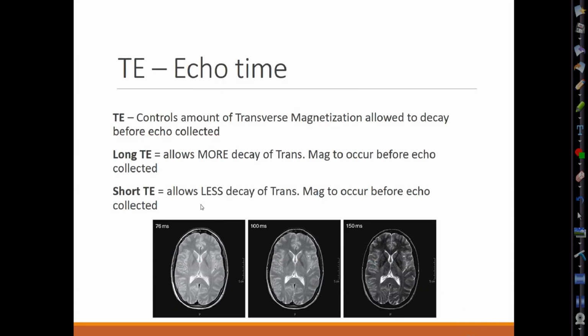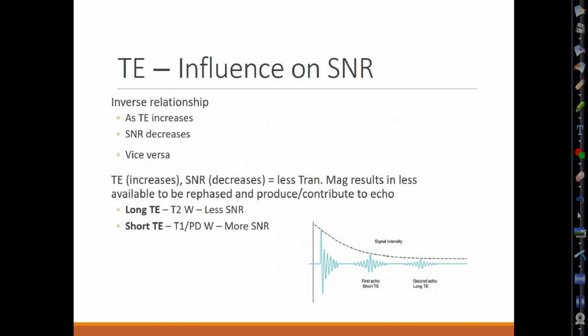So, as we think about it, if we have a longer TE, more transverse magnetization is allowed to decay, so we're going to have less signal when we're recording that signal. But if our TE is short, transverse magnetization, which is where our signal's at. Remember, transverse plane, we're collecting signal. We have a short TE. We haven't had much decay of that signal, so our signal's going to be higher. So this is an inverse relationship. So as TE increases, our signal decreases, and vice versa.